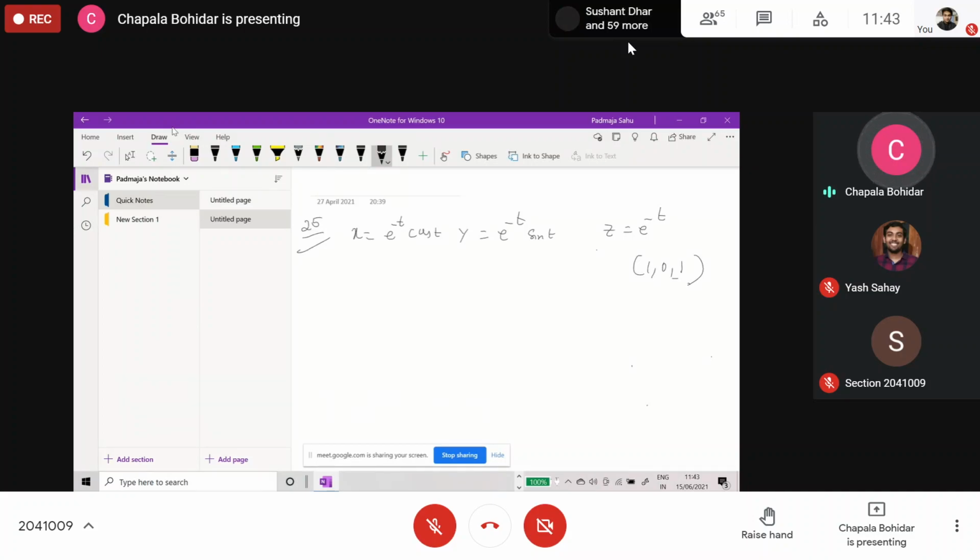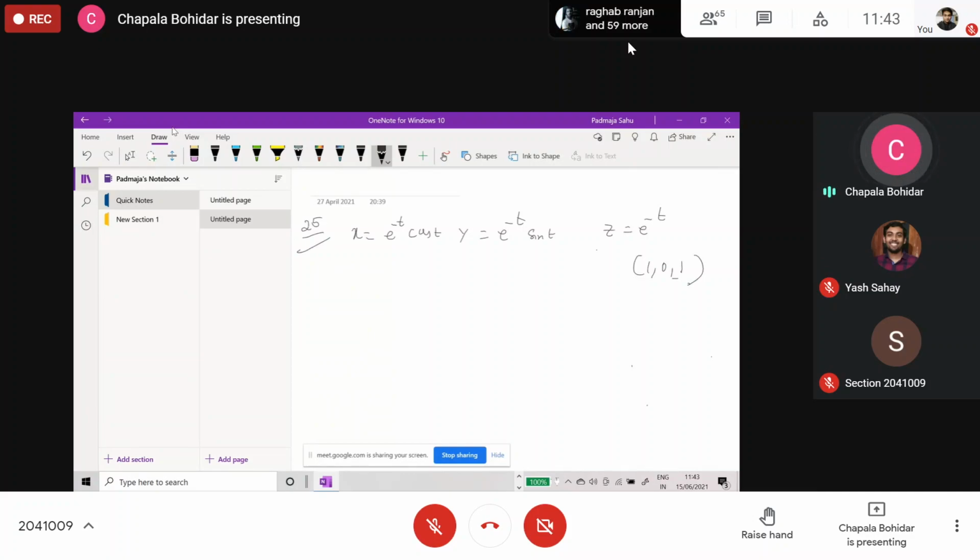What is the value of t here, what do you get? 0. How? Ma'am, because z equal 1, so e to the power 0 equal 1. Because z is equal to 1, that's why it says that t is equal to 0.